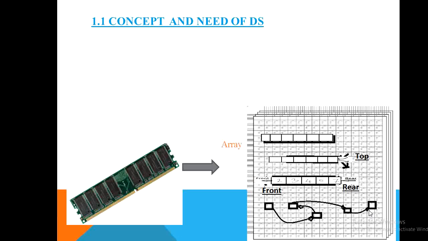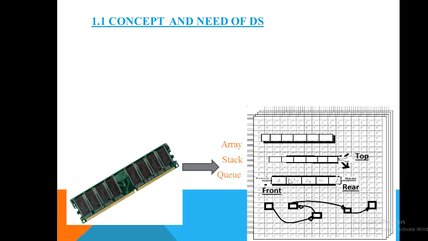The first format we call an array. In an array we store elements of the same data type in contiguous memory locations. In the second format, the element is inserted from one end and deleted from the same end. The end here we call the top end. This way of storing the data is called a stack.